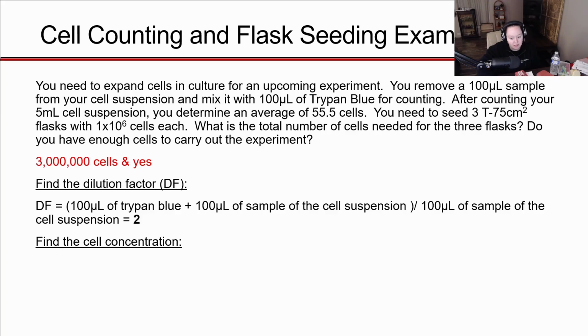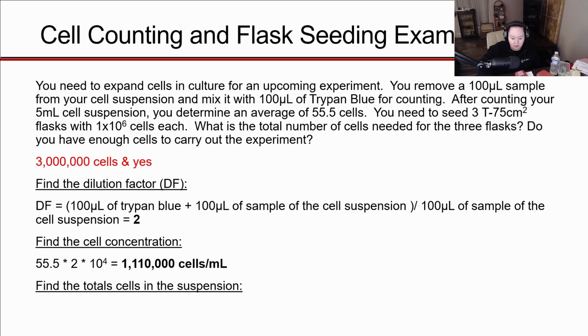You can next find the cell concentration. It gives you the average count already, which is nice, so you can just plug it in. 55.5 times the dilution factor, which is 2 times 10 to the 4th, gives you 1,110,000 cells per milliliter as your cell concentration.